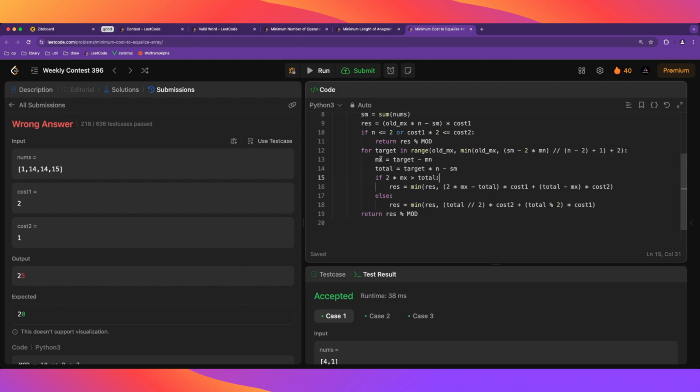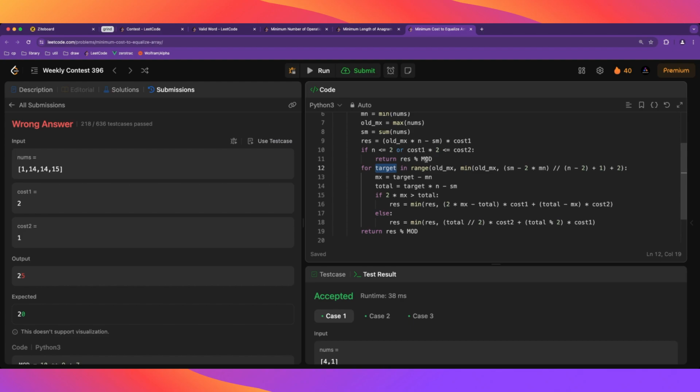But then I said, okay, we don't know what the target should be. What's the best target? So let's just try values from the maximum and incrementing.